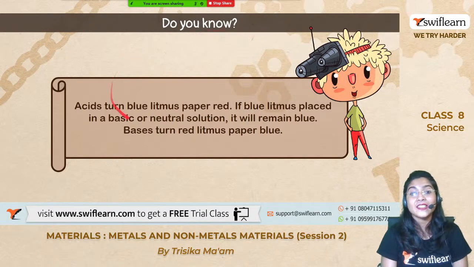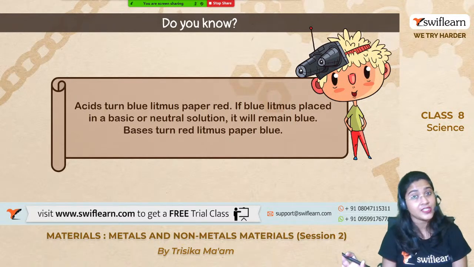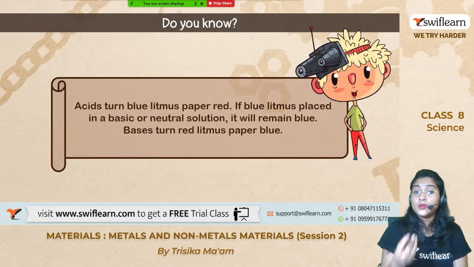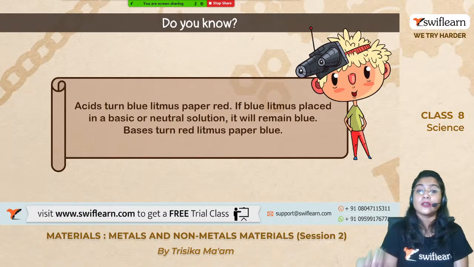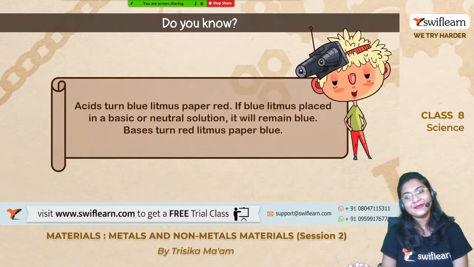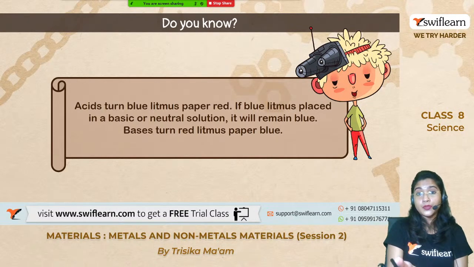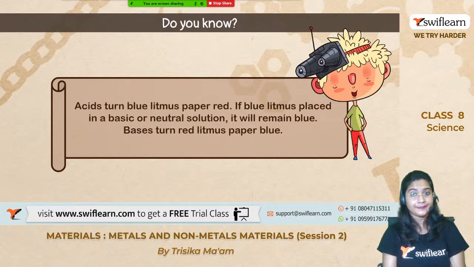So, the acid turns the blue litmus paper red. And if the blue litmus paper is placed within the basic or the neutral solution, it will remain blue. It will not change its color. And when you use the red litmus paper in case of the bases, then it will turn into blue in color. Clear? Yes, up to this much clear, I guess. So you will be able to prove whether the oxides which are produced by reacting with the metals and non-metals are acidic or bases.